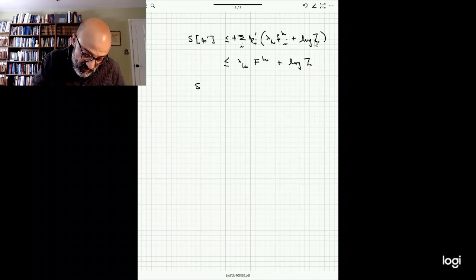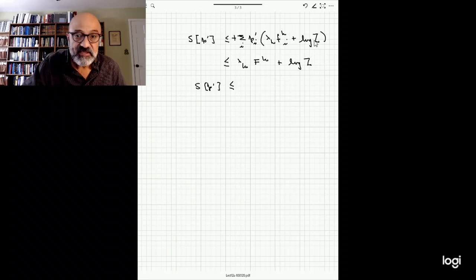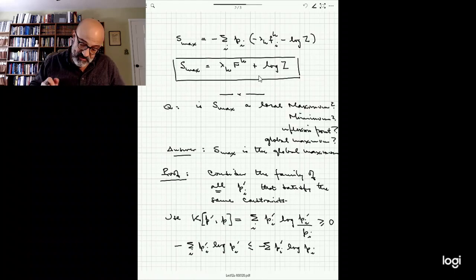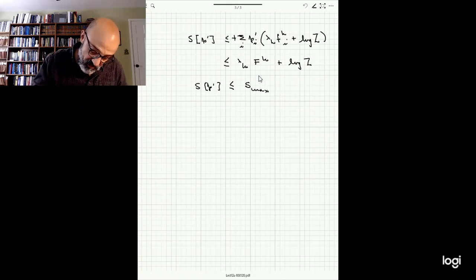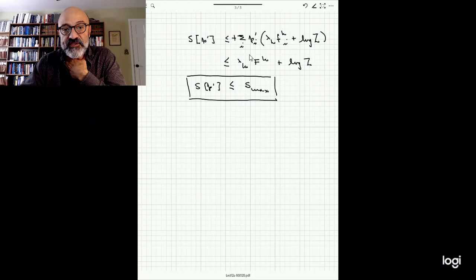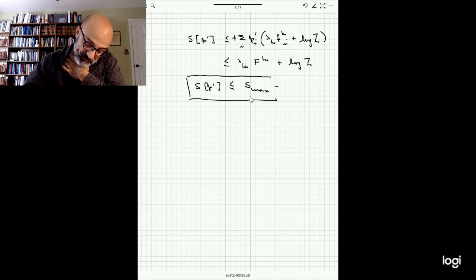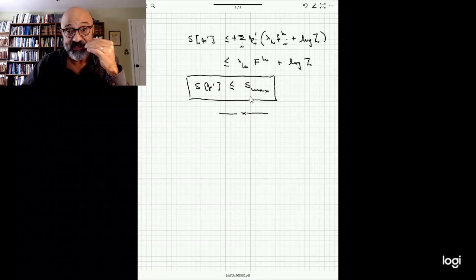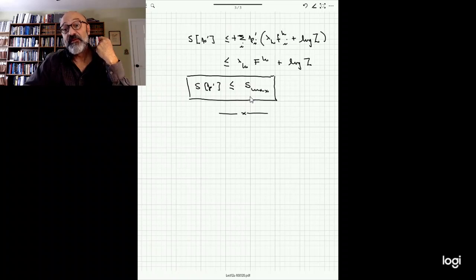So our conclusion is that S of p prime is less or equal to, but look at this expression here. It is exactly the same expression we had for S max. And we conclude that the entropy of any probability distribution that satisfies the same constraints as p is going to be less than the entropy of p, which is the entropy of the canonical distribution. So this is the global maximum. It is the true maximum. When you maximize entropy subject to expected value constraints, you actually get the maximum.